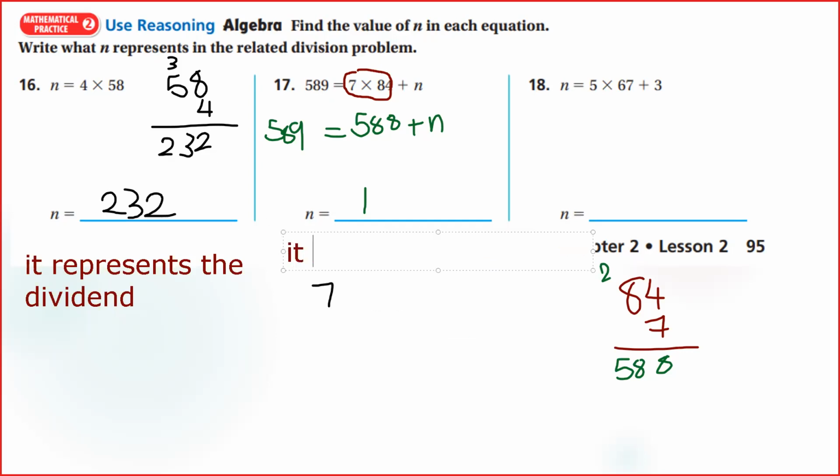So here it represents the remainder. Now, the last one here. Yeah, the last one now. 5 times 67 plus 3. In order to find n, what do you have to do first, multiply or add? Multiply, thank you. So 5 times 67.